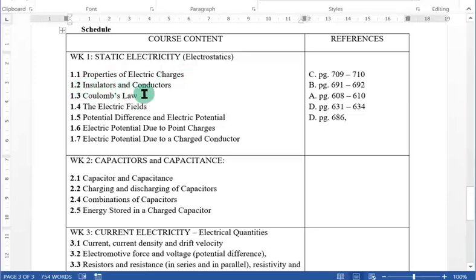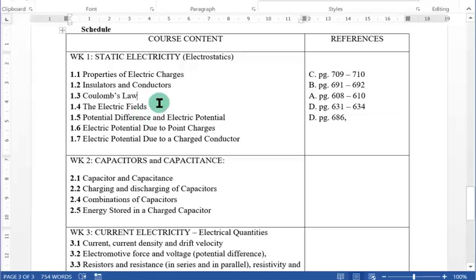Then we'll also talk about materials, particularly about insulators and conductors. The insulators and conductors we are going to talk about here are with respect to electric charges. Remember, we also have insulators and conductors with respect to heat energy transfer. We are not focused on the heat energy transfer. We are going to focus our attention on insulators and conductors with respect to charges.